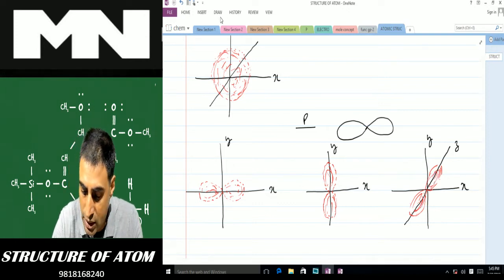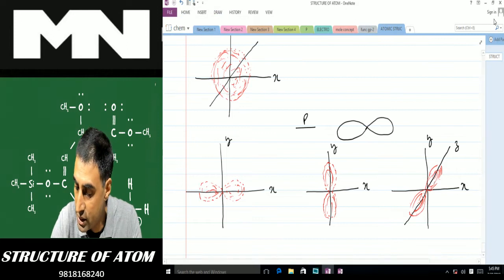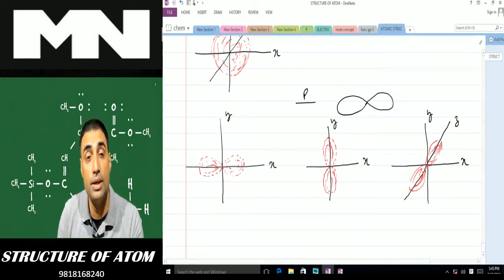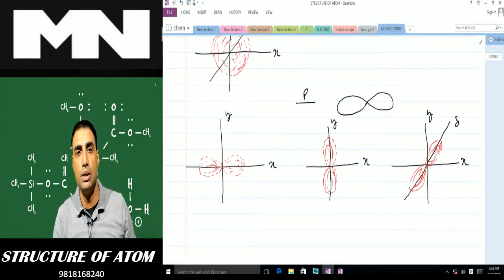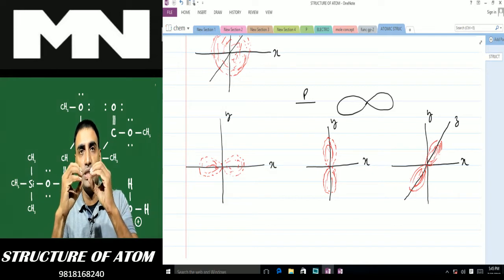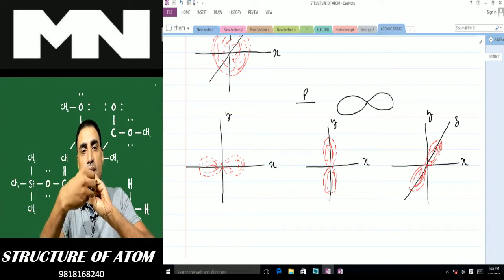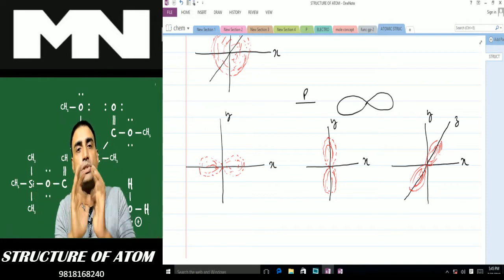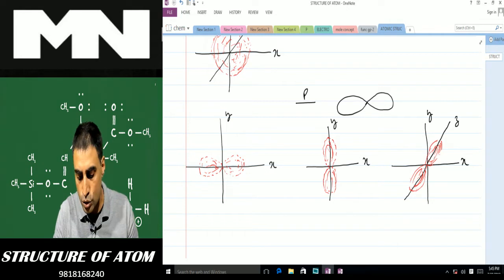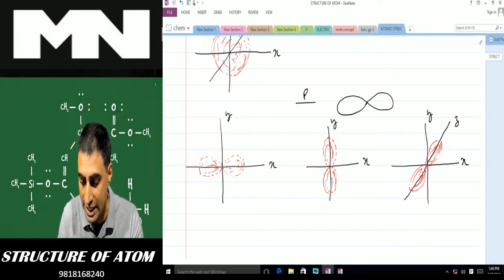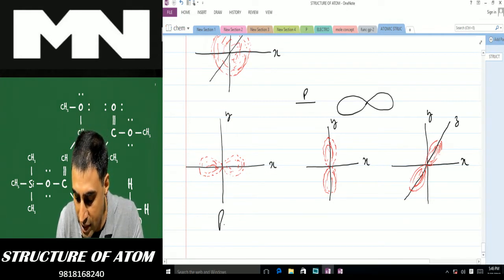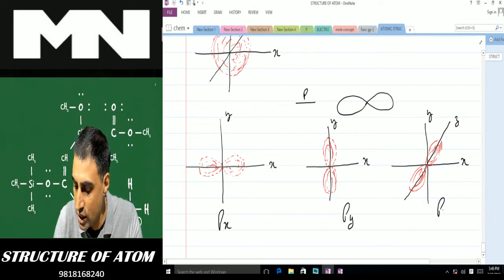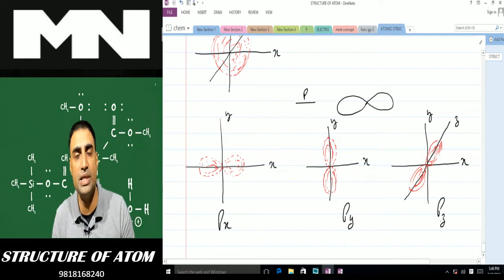So P subshell itself is dumbbell shaped electronic cloud. It's like this, dumbbell shaped electronic cloud. That electronic cloud can be on X axis, Y axis, and Z axis. Collectively it is also forming some sort of a spherical field. So the dumbbell which is on the X axis, we call it Px. The one which is on the Y axis, we call it Py, and the one on the Z axis, we call it Pz.